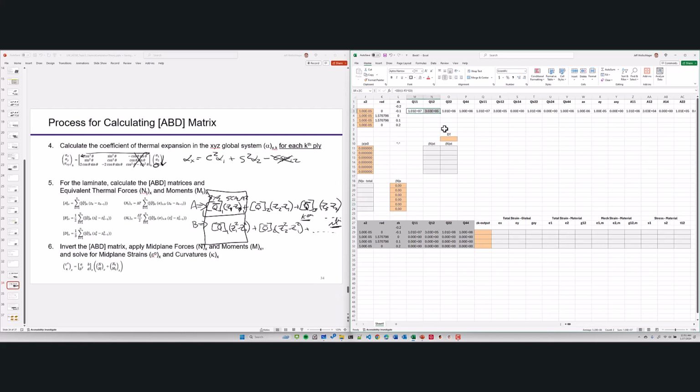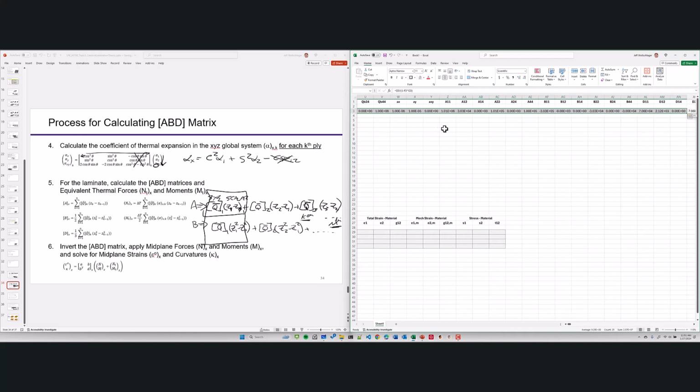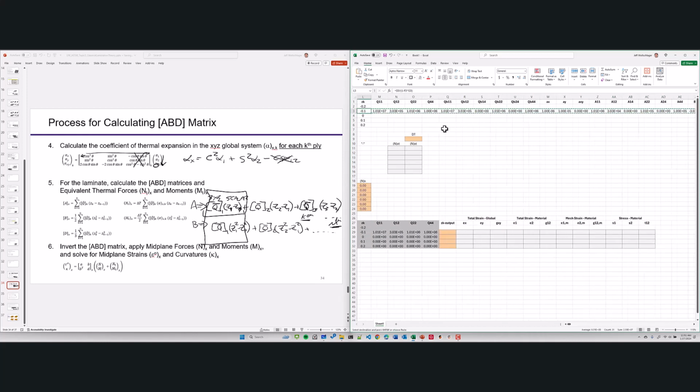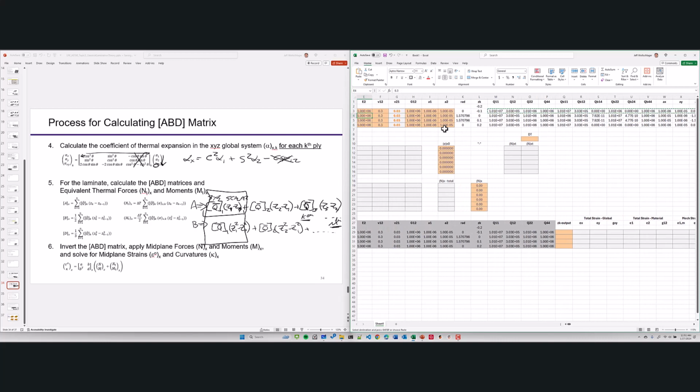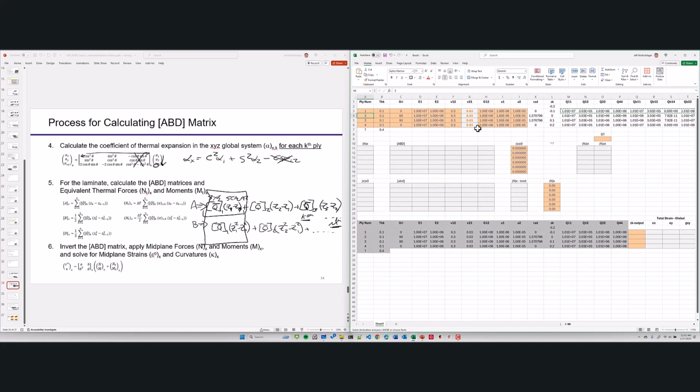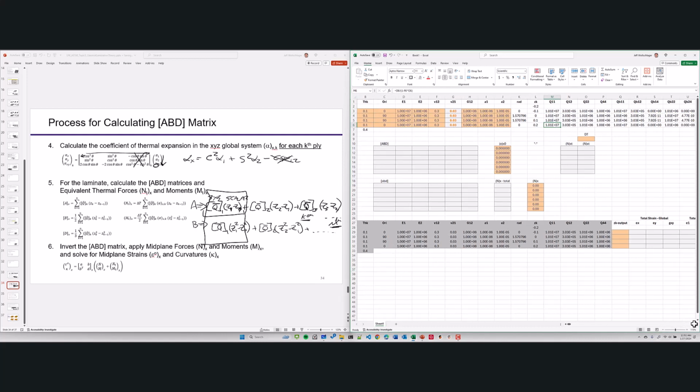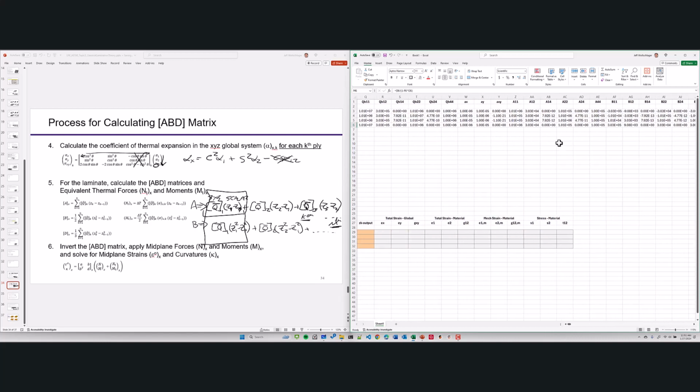Okay, so I've got one whole ply done. So if I take this entire ply all the way through here, and I copy it, and I paste it into the rows below, I've now got these calculations done for all 4 plies, okay? And then I have to sum the A's, the B's, and the D's. And so all I have to do is come over to my A, B, D's now. So here's my A, B's, and D's.